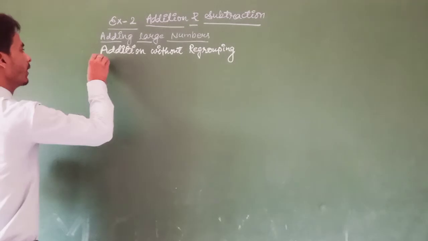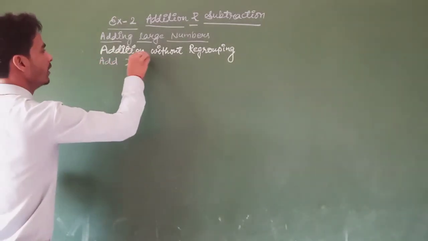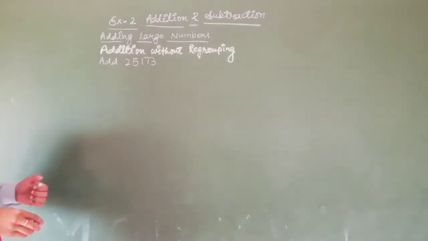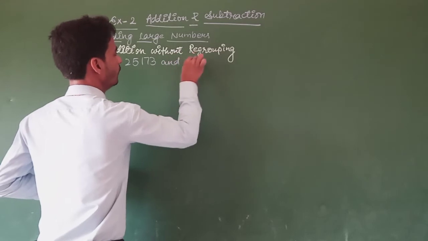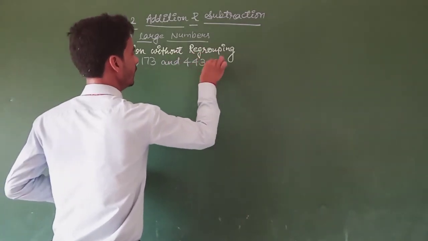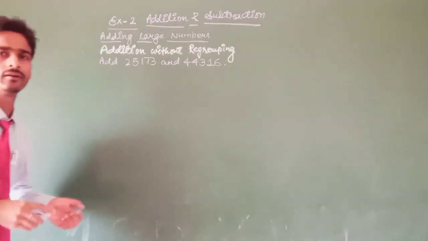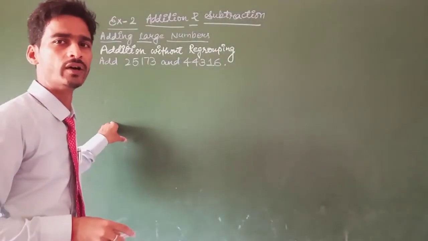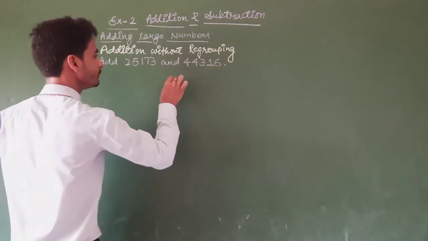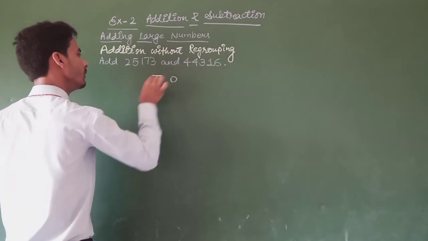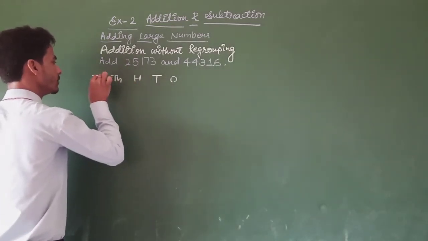Add 25,173 and 44,360. Okay, so let's add it, and when you add it, firstly you know that there are ones, tens, hundreds, thousands and 10,000s.